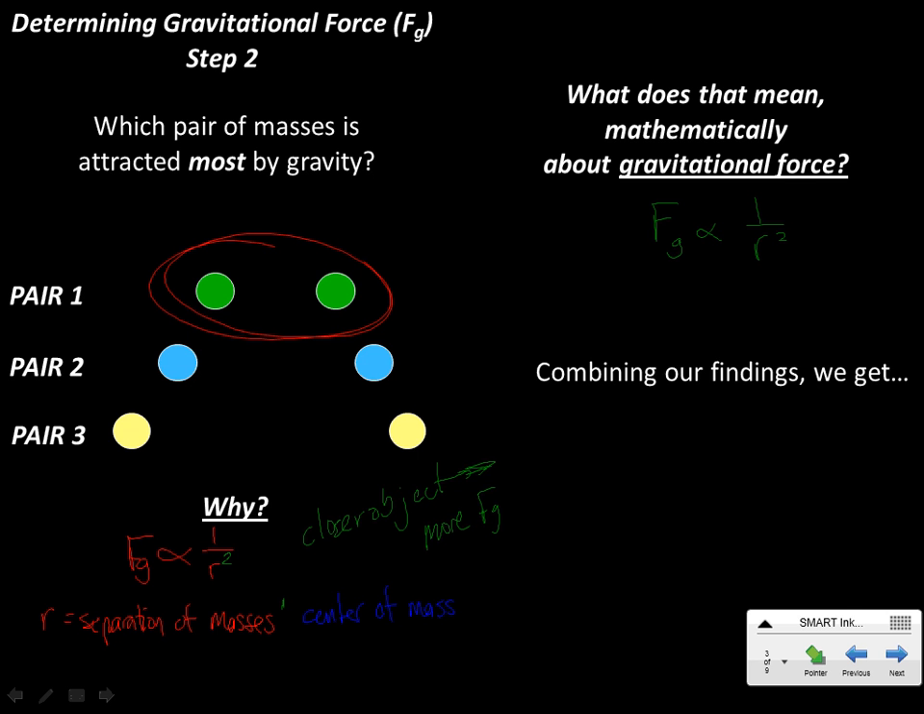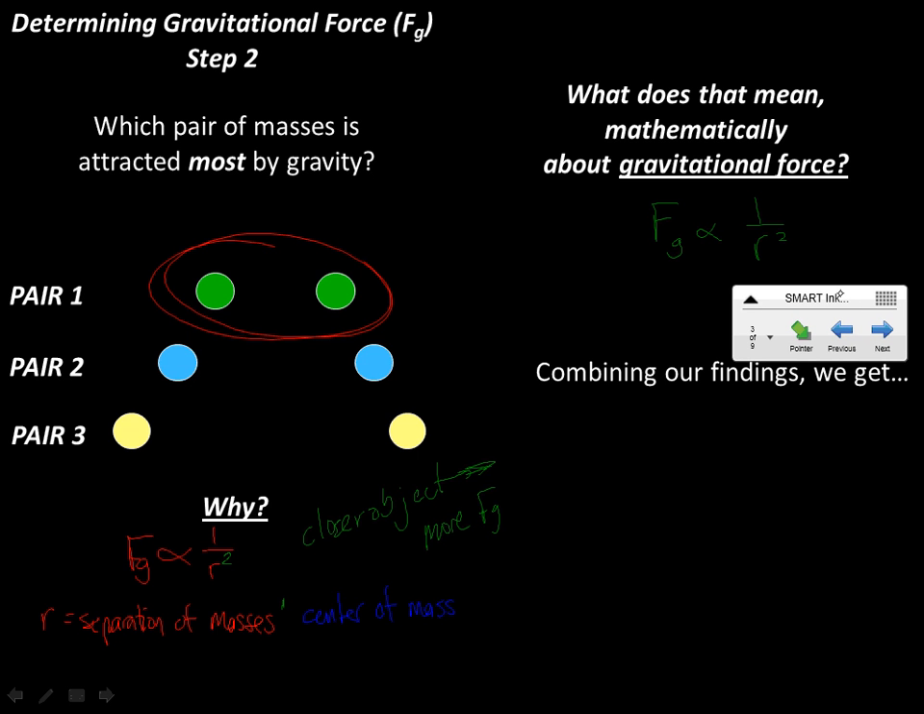All right, well, we can combine the last two things, because those are the only two factors that affect how much gravitational force exists between masses. The only two factors are how much mass each one has and how far apart they are. So that means that we can put this equation together and say that gravitational force is m1 m2 over r squared.